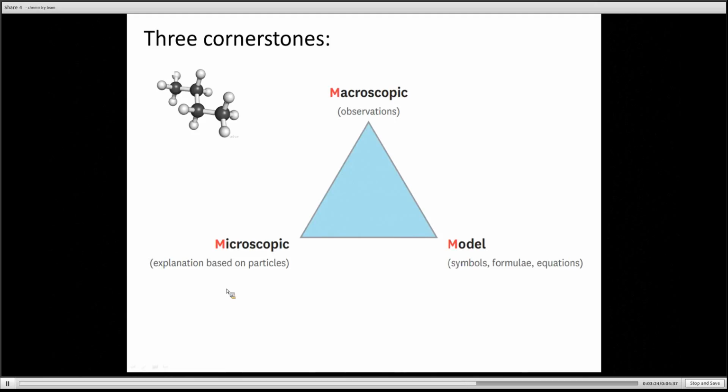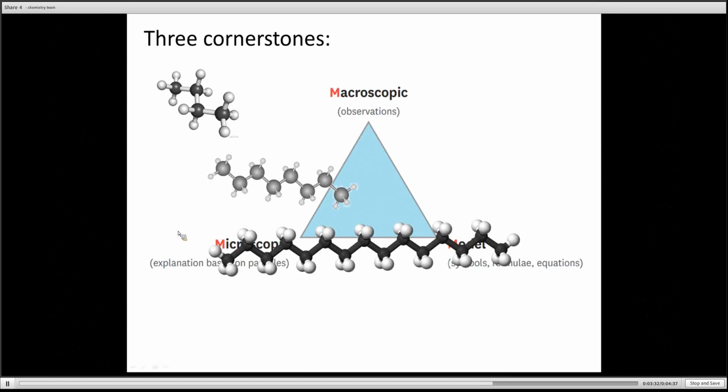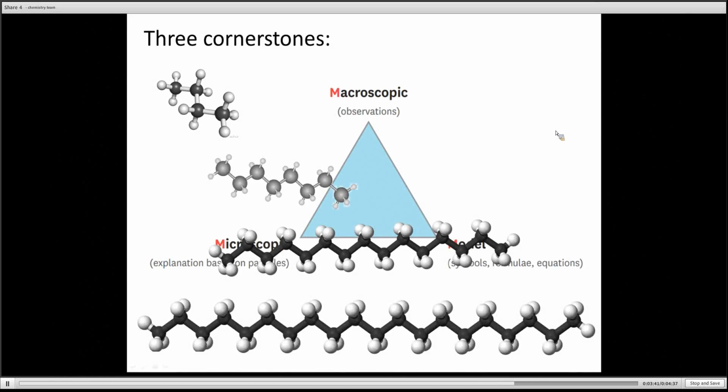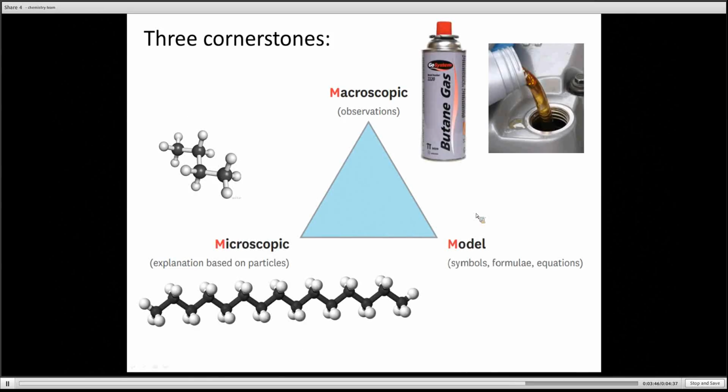So butane is quite a small molecule of only 4 carbon atoms. Then we get to the liquids, which is petrol. There's 8 to 15 or so, up to 20 atoms in a chain for that. And then when we start getting to solids, we get longer and longer and longer molecules, up to thousands in length. Then the final keystone or cornerstone is the model. So word equations, these are just ways we represent the macroscopic and the microscopic. So word equations, symbol equations, formulae, and diagrams.